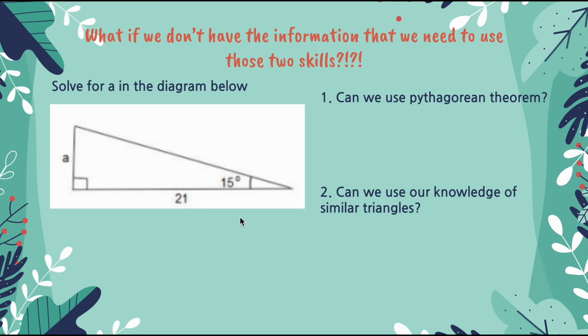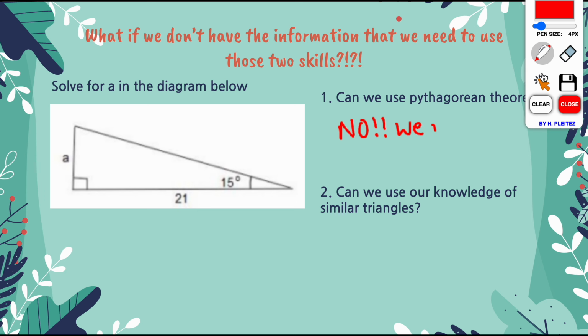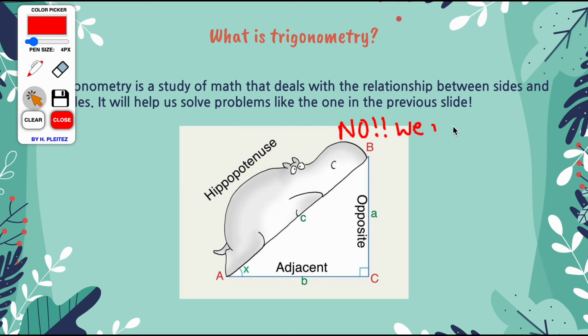Now, what if we don't have the information that we need to use one of those two skills? Take a look at this diagram right now, and the question is to solve for A in the diagram below. Here we have a triangle, we're looking for a missing side. Let's see if we can use any of the two skills that we have. Can we use the Pythagorean theorem? Well, remember, for the Pythagorean theorem, you need 2 out of the 3 sides. We only have one side. So no, we can't. We need 2 sides.